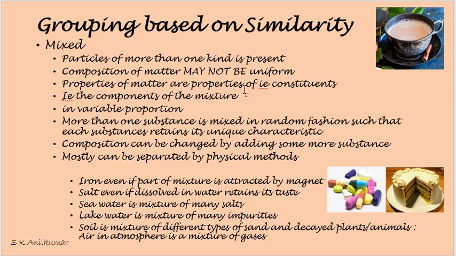This mixed substance can mostly be separated by physical methods. Now, in a pure substance we needed chemical methods. Here we can separate by physical methods. What are the various examples? Take a cup of tea. A cup of tea has a little bit of milk, a little bit of sugar, a little bit of water.